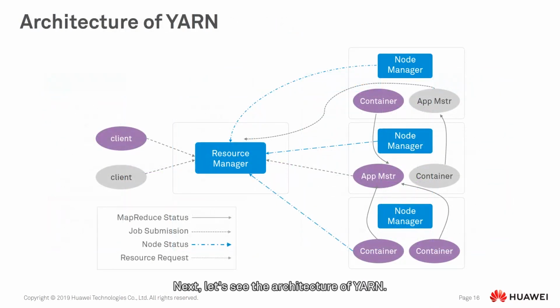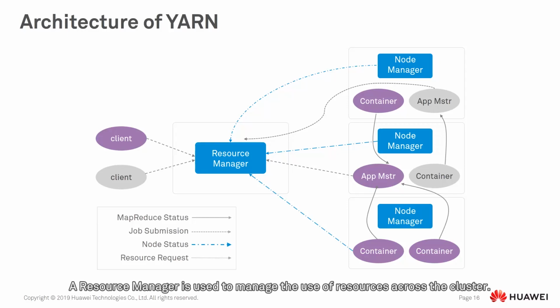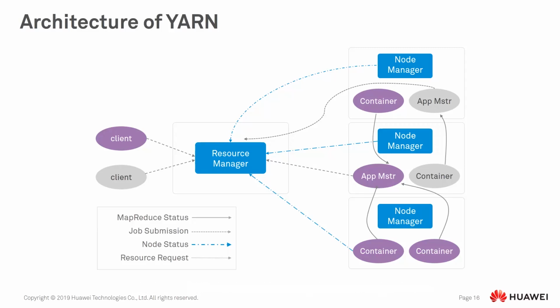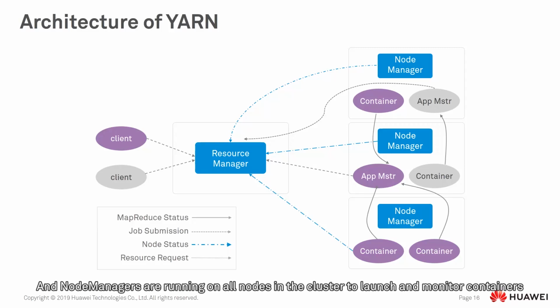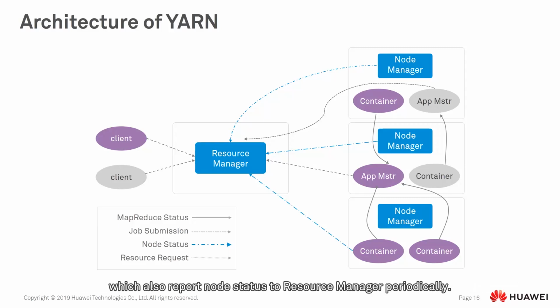Next, let's see the architecture of Yarn. It consists of the following components: client, resource manager, node manager, application master, and container. Client is to submit jobs to resource manager. A resource manager is used to manage the use of resources across the cluster. There is only one resource manager in a Hadoop cluster. And node managers are running on all nodes in the cluster to launch and monitor containers, which also report node status to resource manager periodically.